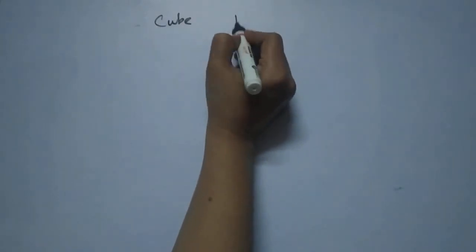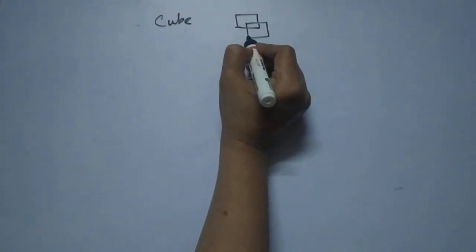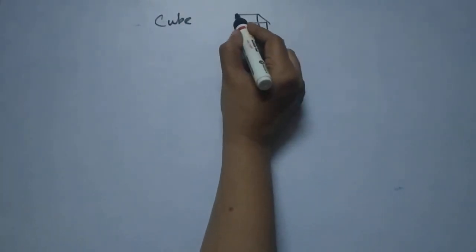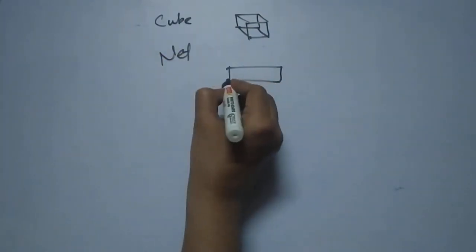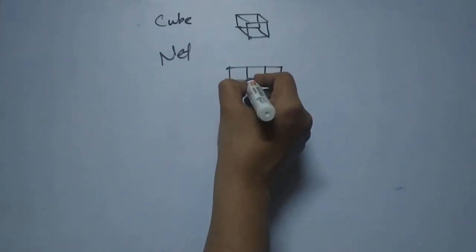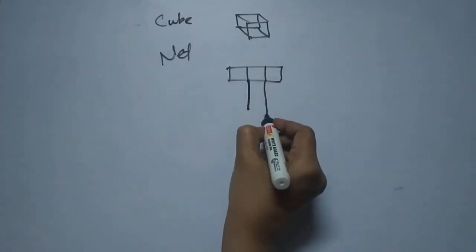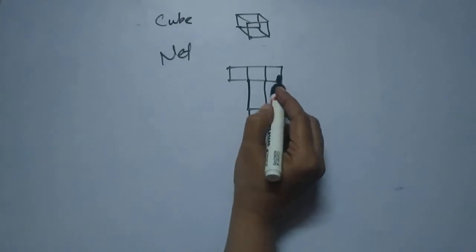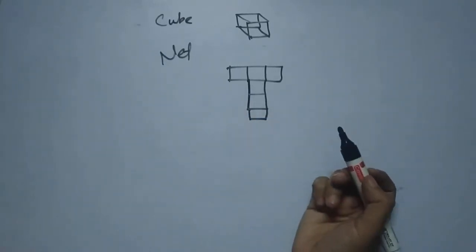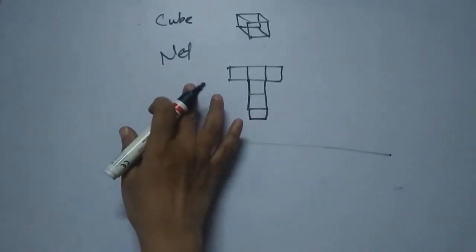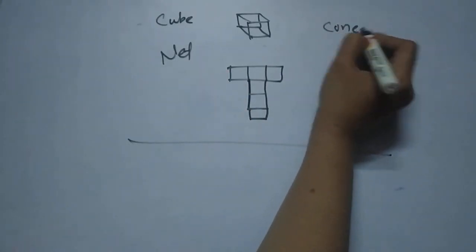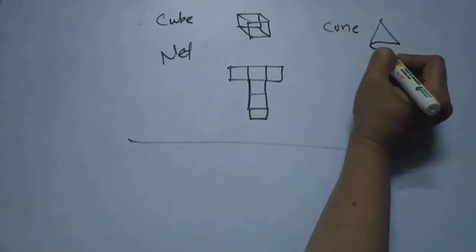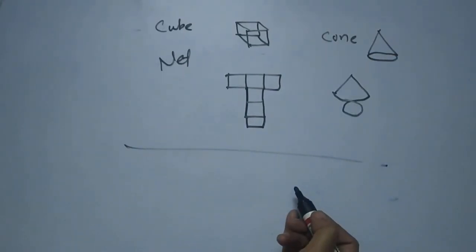Suppose you have a cube. Suppose this is a cube, and its net will be like this. There can be different ways to draw the net. Okay, so this is the net of this cube. Again, you have a cone here. If I have a cone like this, then its net is like this.